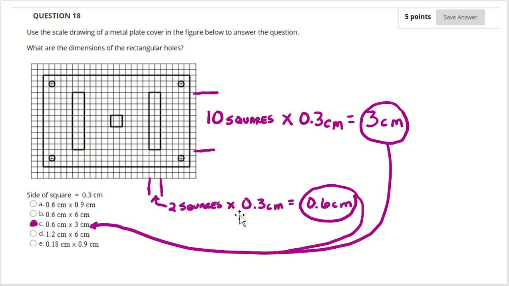Here we have 2 squares. 2 times 0.3 is 0.6. That gives us an answer of 0.6 centimeters by 3 centimeters. There's 17 more questions to complete in ratio and proportion quiz number 3.